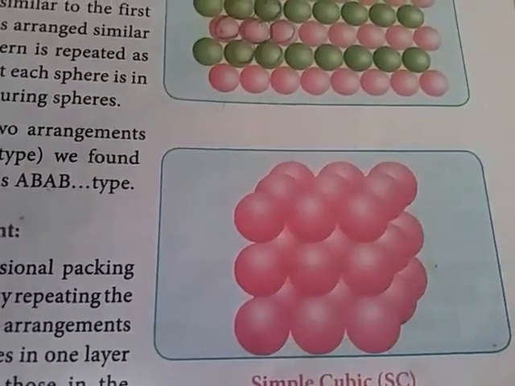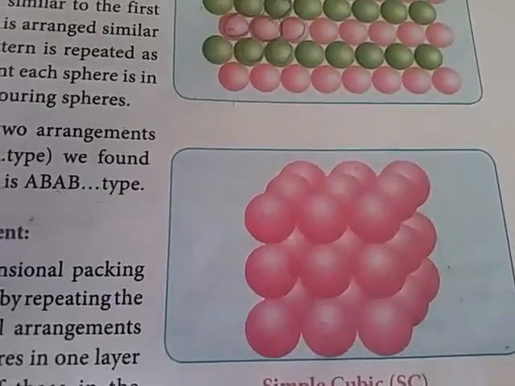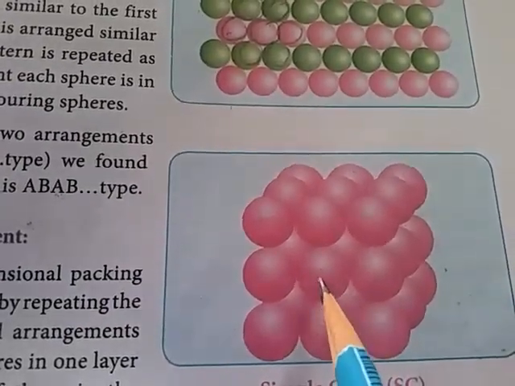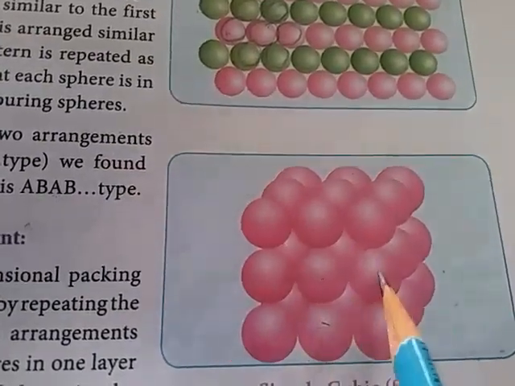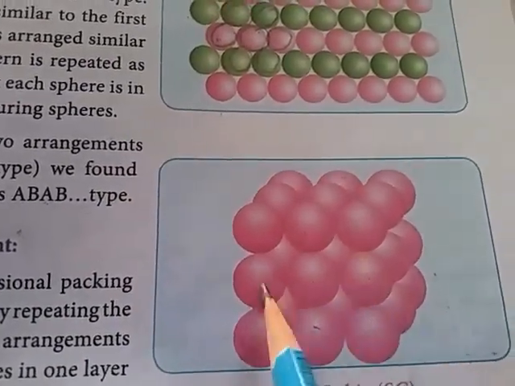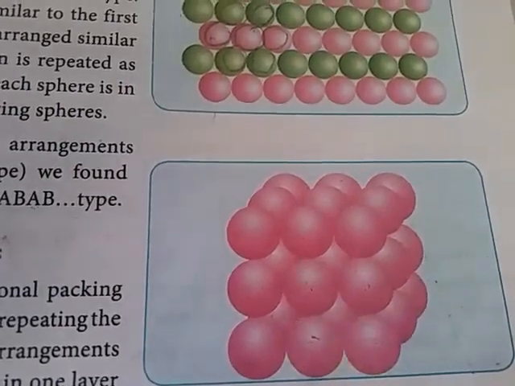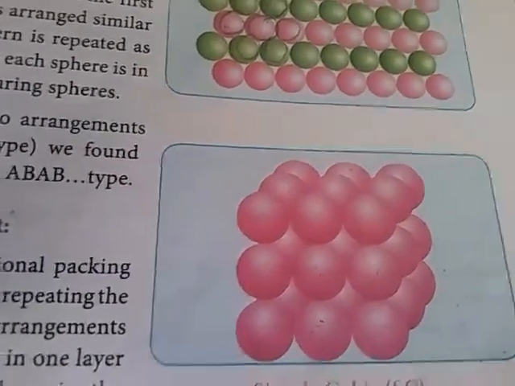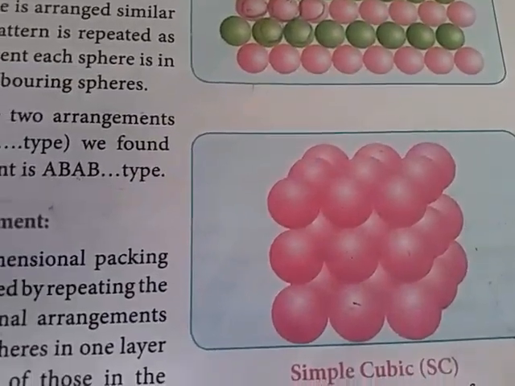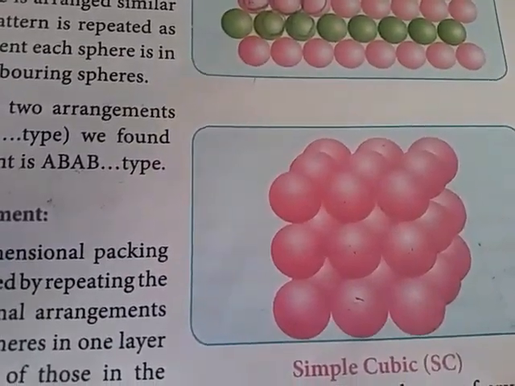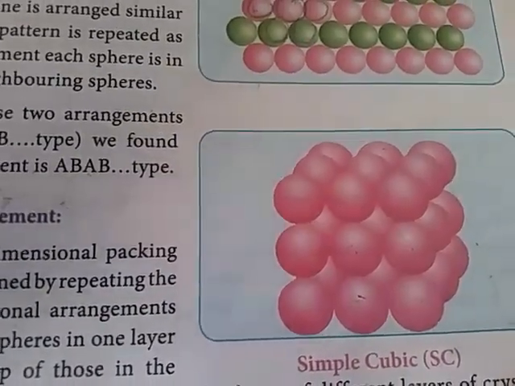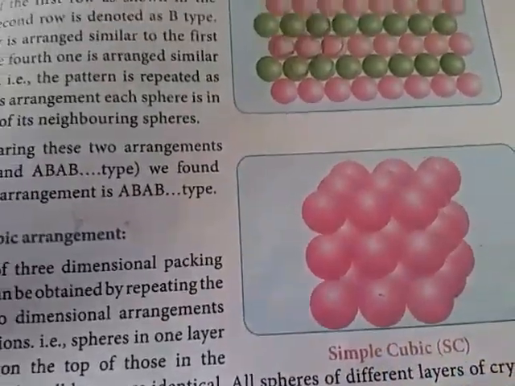Here if you look at this simple cubic packing, each sphere is in contact with 4 spheres on its neighbor and one below and one above, like this. So here the coordination number of the sphere in simple cubic arrangement is 6. Now let us see the packing efficiency in this simple cubic arrangement.